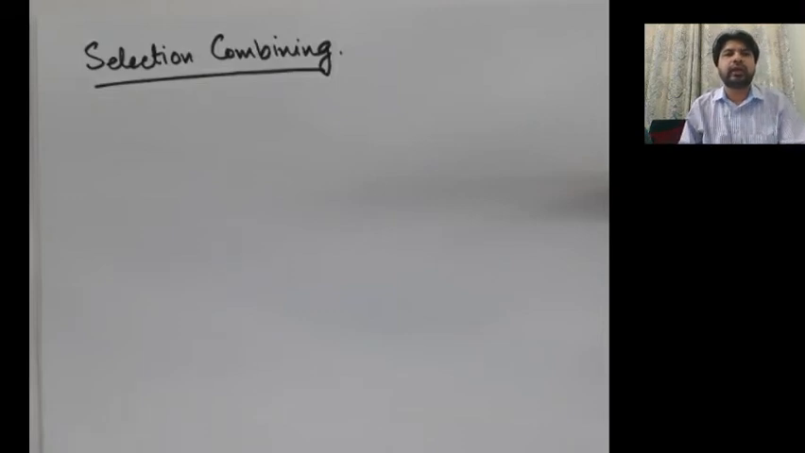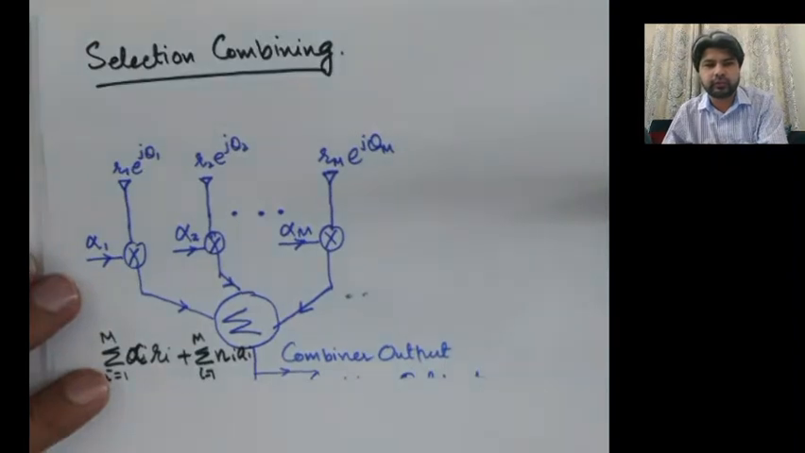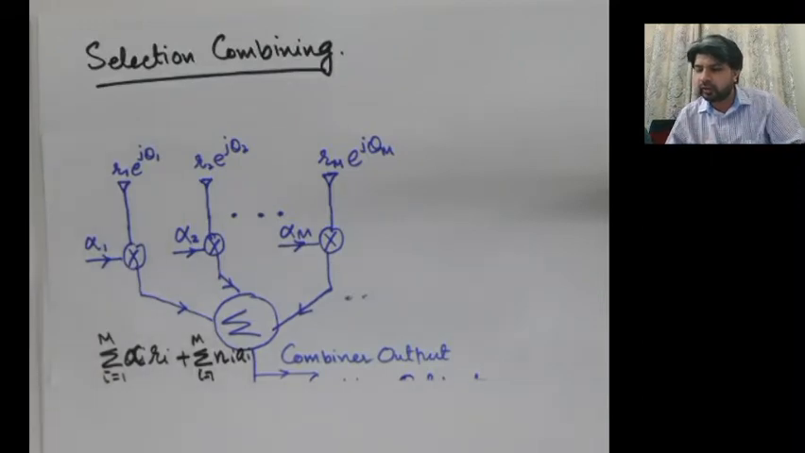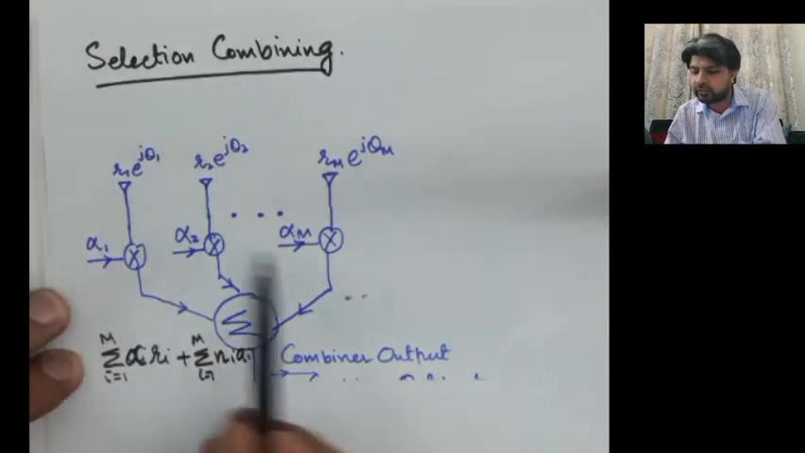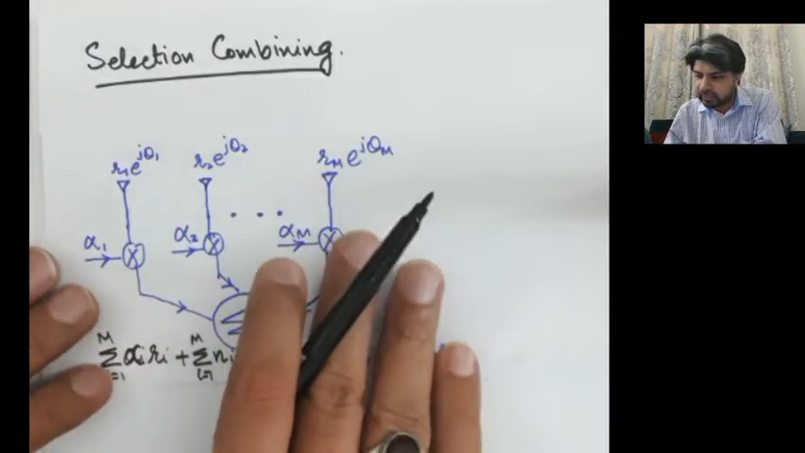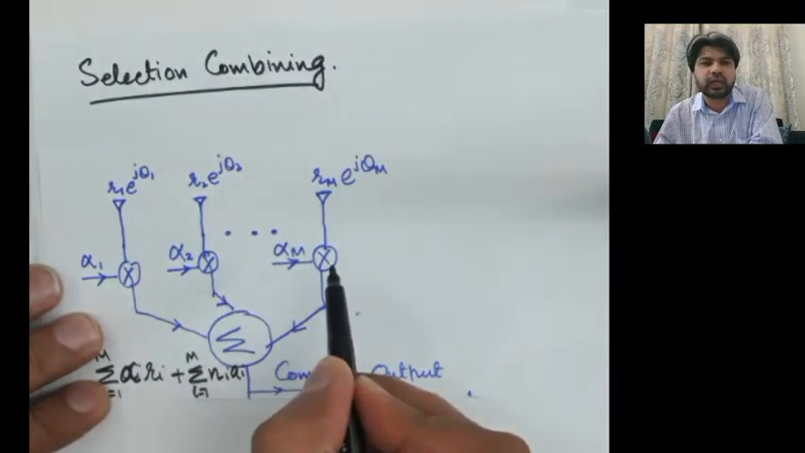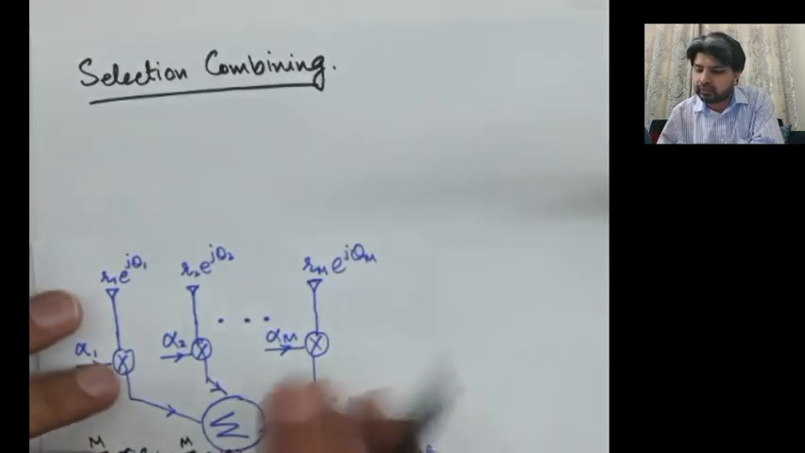So now let's try to analyze the performance with the selection combining. Remember, we said that we have this generic diagram at the combiner for different types of combining schemes. Then you have these multiplication gains for each of these branches. So in selection combining, you would select only one of these branches, which has the highest signal to noise ratio.